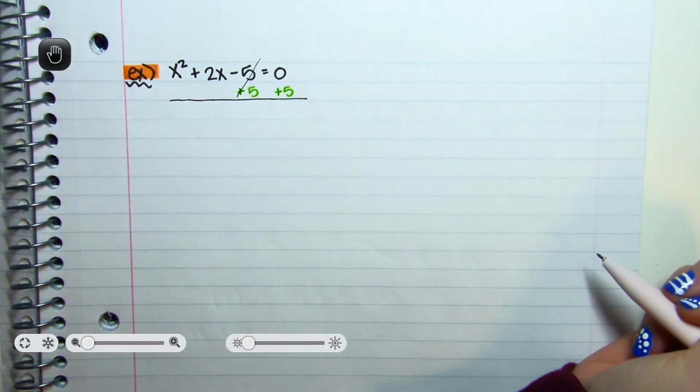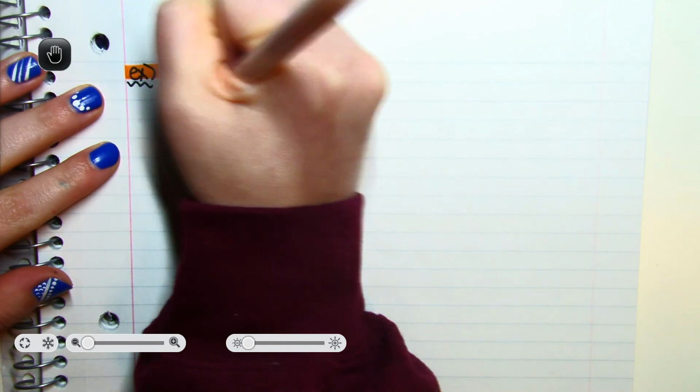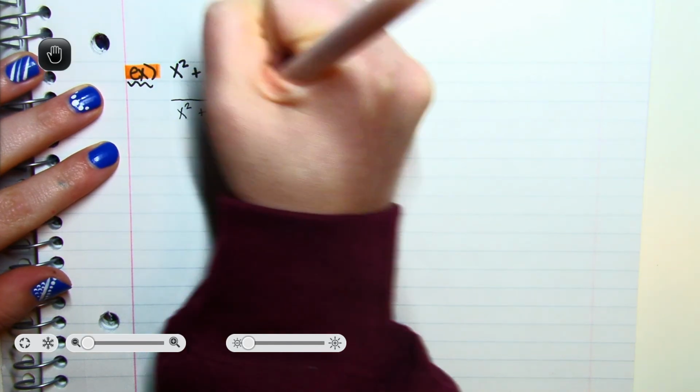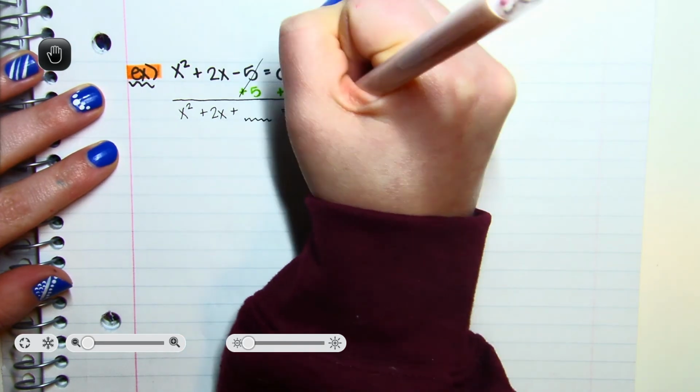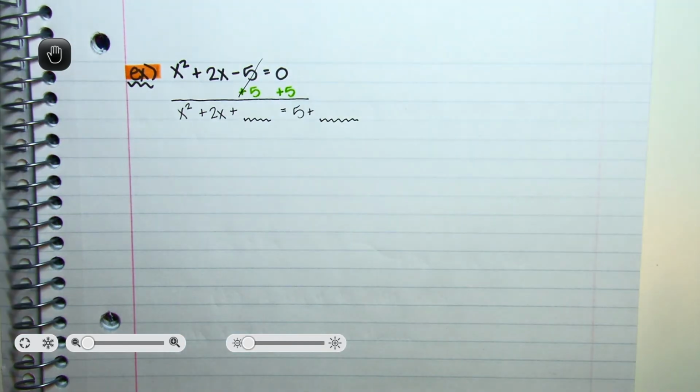Cancels out on the left side. So what I'm left with now is x squared + 2x + (I'm going to leave a little blank space) equals 5 + (and again, leave a little blank space).